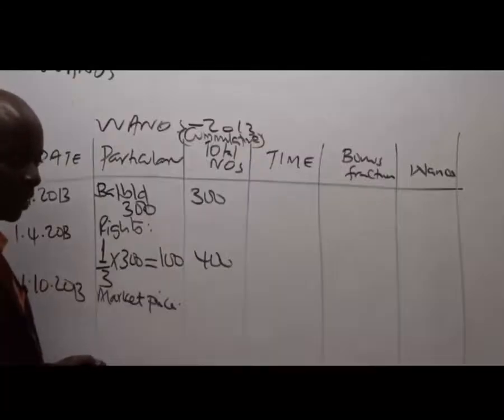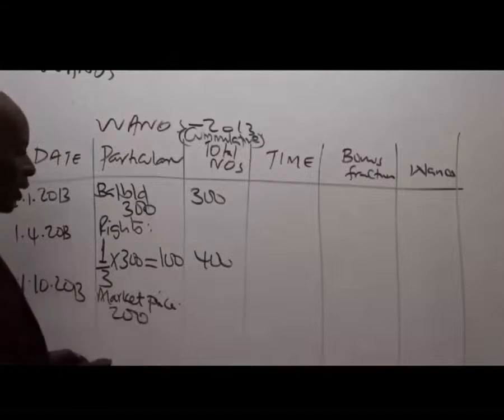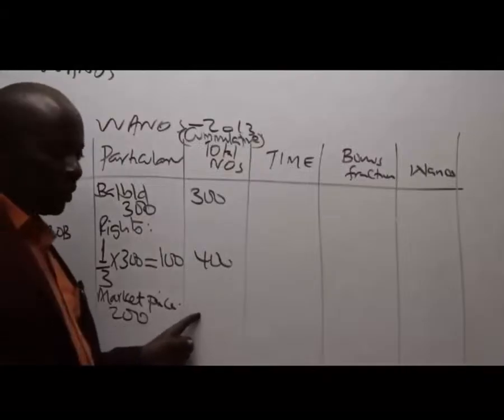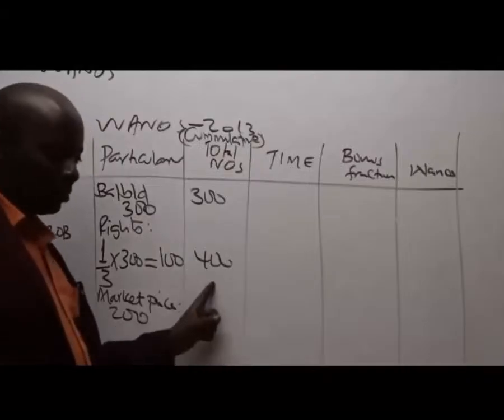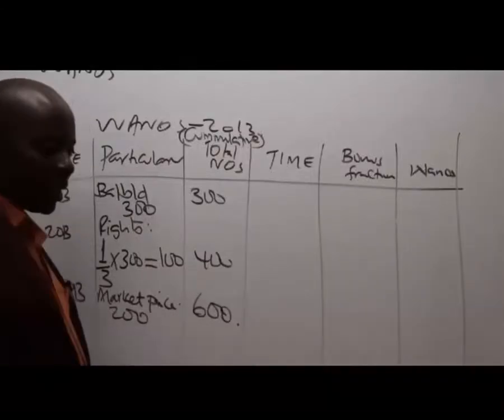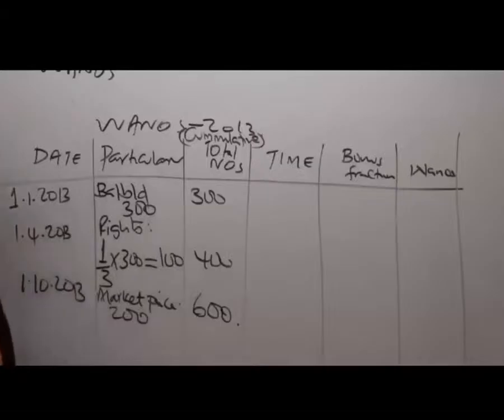600. Are you sure, Janet? It's 200. So it is after we bring the 200 in the total cumulative column that you'll end up getting 600, like that.